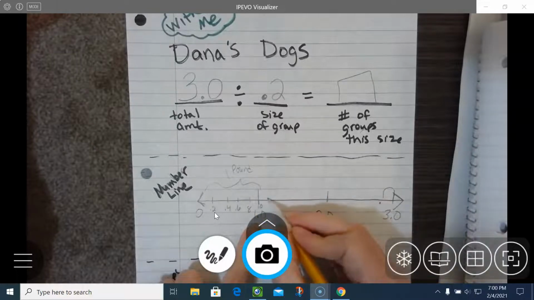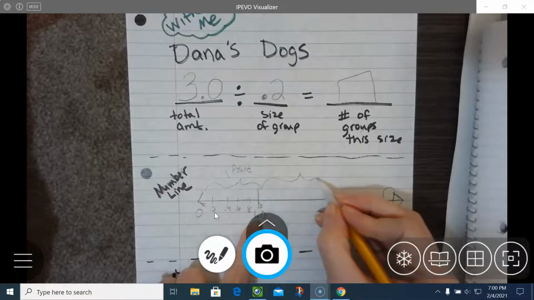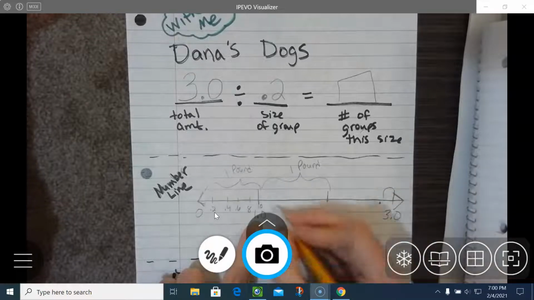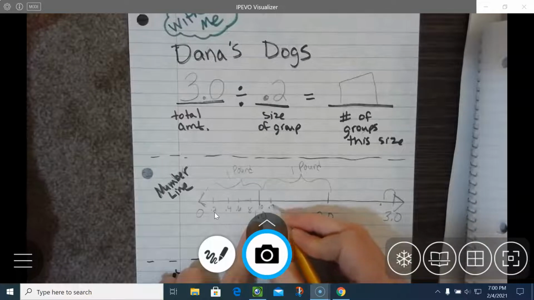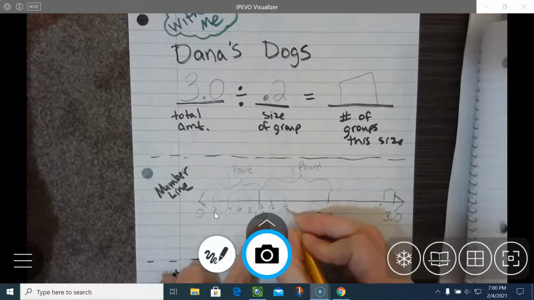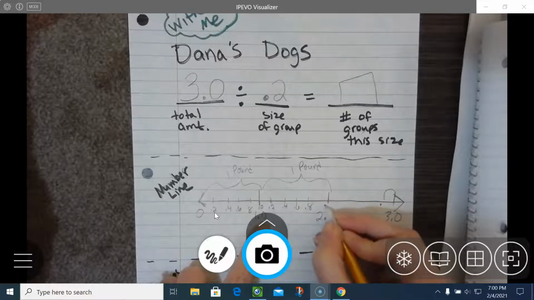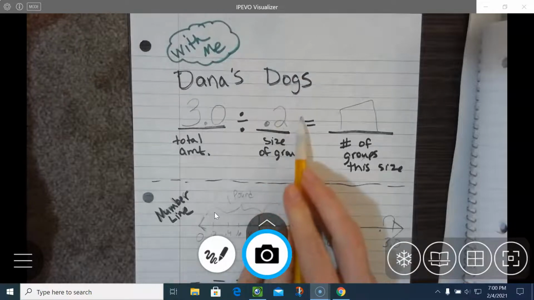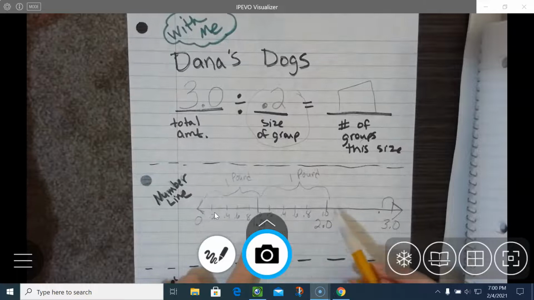Okay, so I'm going to start again. And now between 1 and 2, this is going to be my 2nd pound of food. So I'm going to continue marking on my number line. This would be 2/10 of a pound, 4, 6, 8, and another whole pound. The reason I'm counting by 2/10 is that's the serving size that each dog is getting each day.